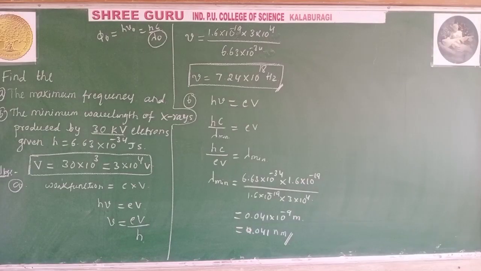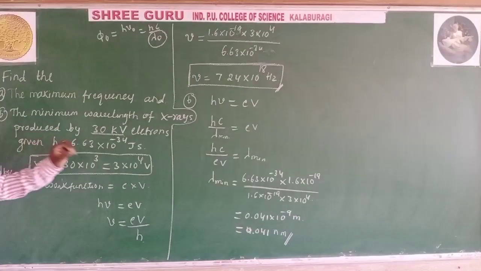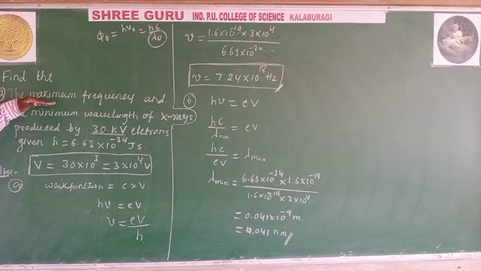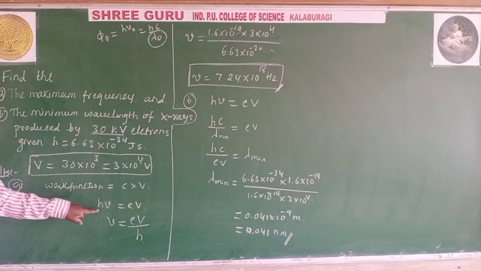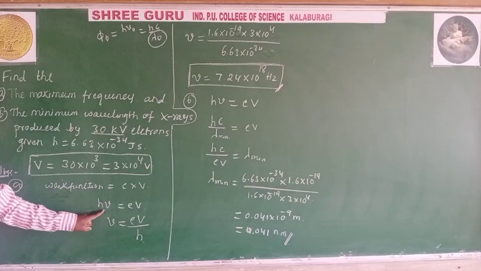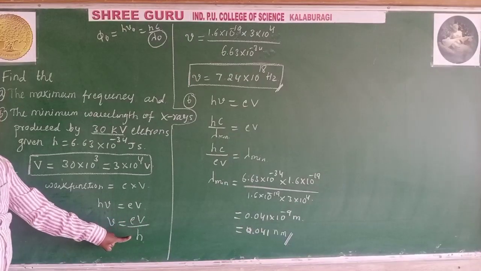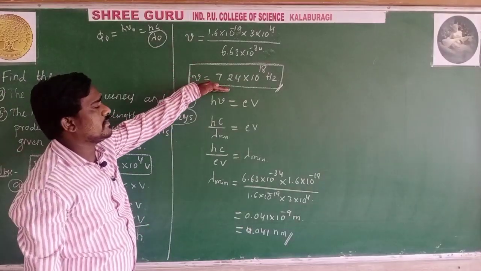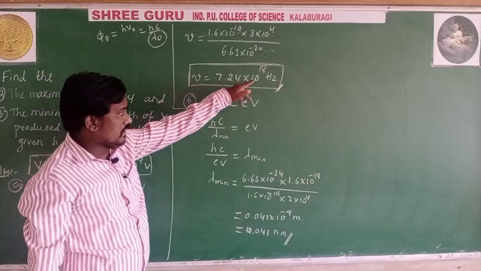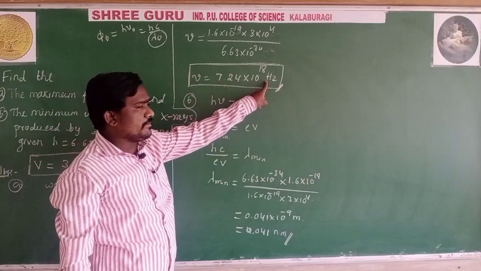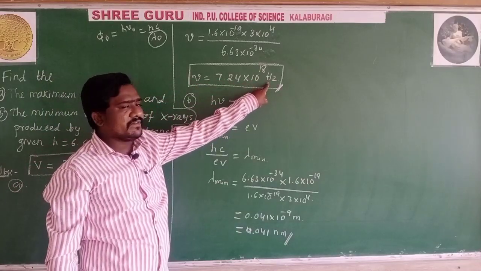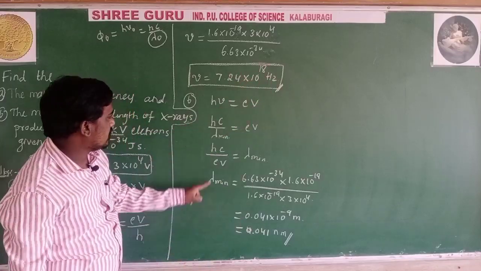Just keep in your mind what are the things we should remember, what is the relation of maximum frequency. From the work function, this work is nothing but energy. The energy equation is h nu, h nu is equal to eV, nu is equal to eV by h. Now substitute the values. Ultimately we are getting the answers. Just keep in your mind the units are very important. If you do not mention the unit, definitely you are going to lose 1 mark.